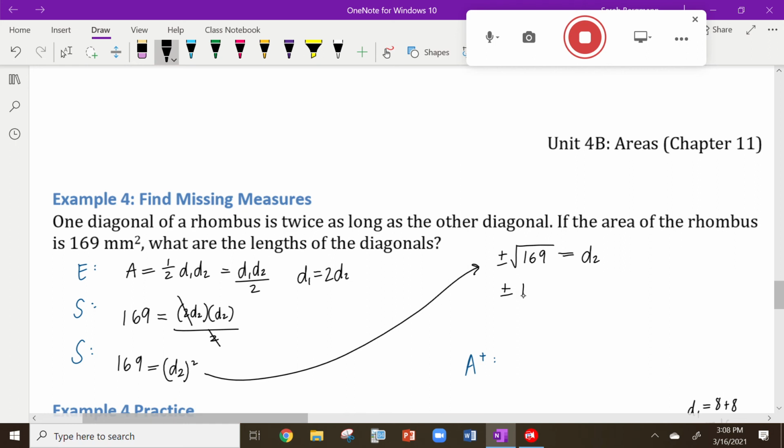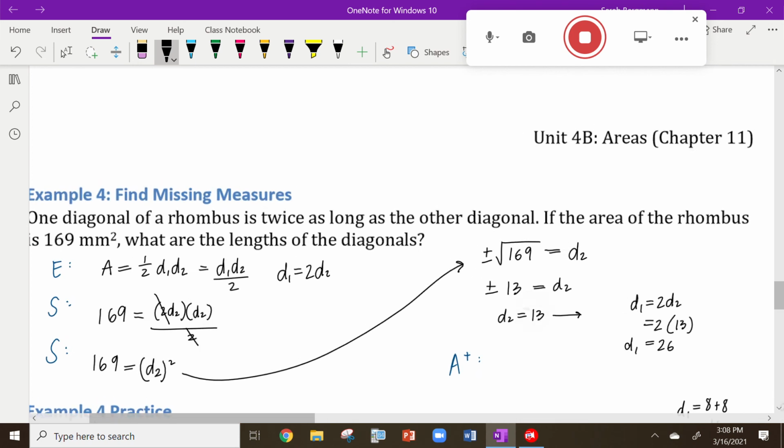Remember, when you square root both sides, you have to do positive or negative. But in this case, it doesn't really make sense to have a negative value, since the diagonal of the kite, the rhombus in this case, cannot be negative. I know that the diagonal has to be 13. Now, I can use my other equation that says D1 equals 2 times D2 to find the length of my other diagonal. Substitute in D2 is 13, so that you can get D1 is 26.